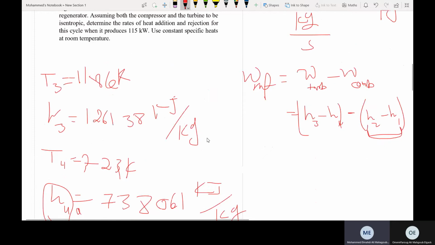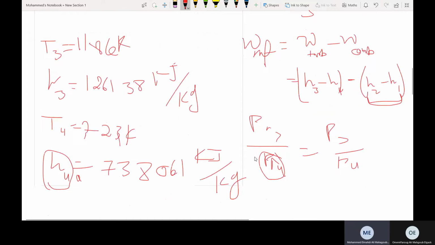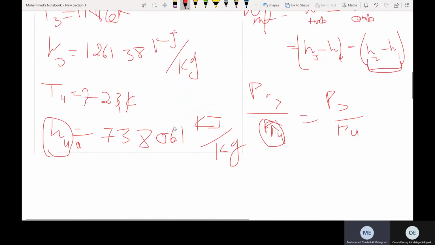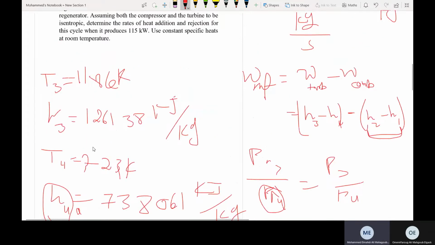You would go and calculate H4S using the same thing, the relative relationships. Pressure relative 3 over pressure relative 4 equals pressure 3 over pressure 4. This is going to be 10, because pressure 3 is 1000 and pressure 4 is 100, and you divide those two. Pressure relative 4 you don't have, pressure relative 3 you get from the tables, and then you go to the tables with this value to get H4S, and then you use the isentropic efficiency as we did for the compressor. But if he gives you the temperature directly, then there is no need to do that.